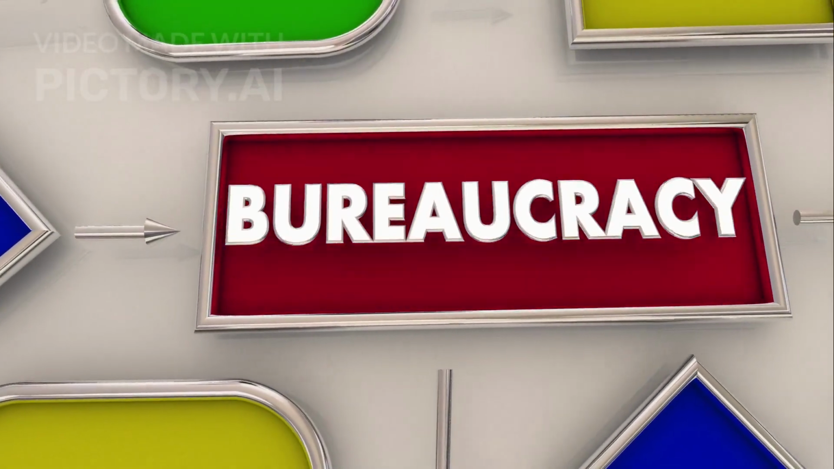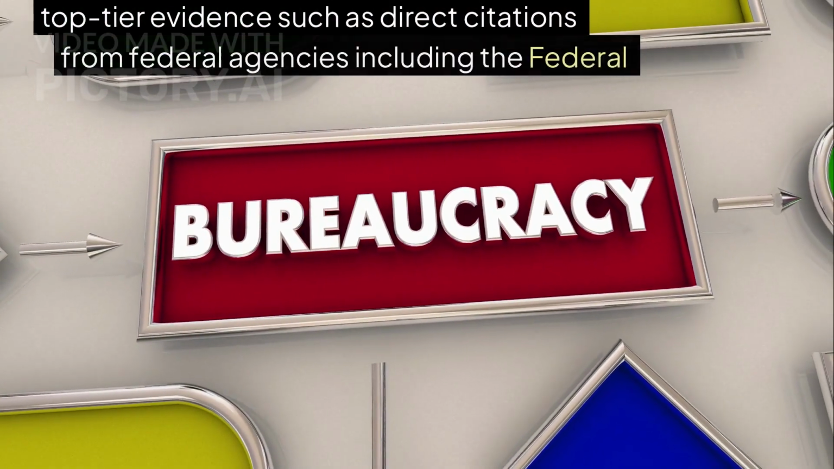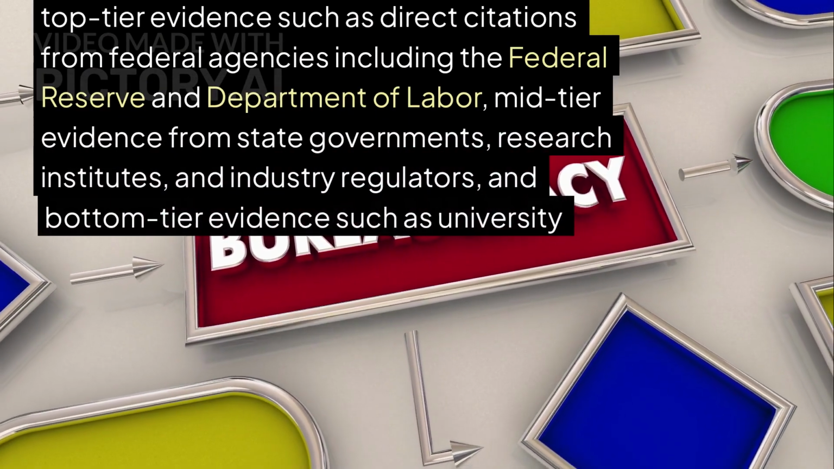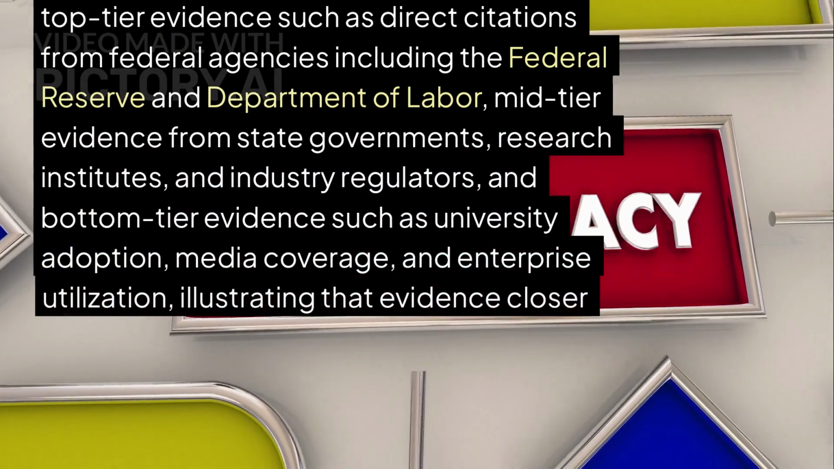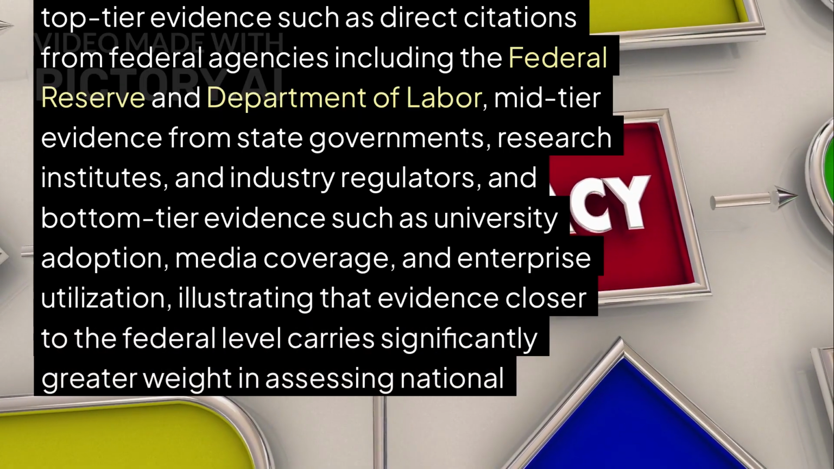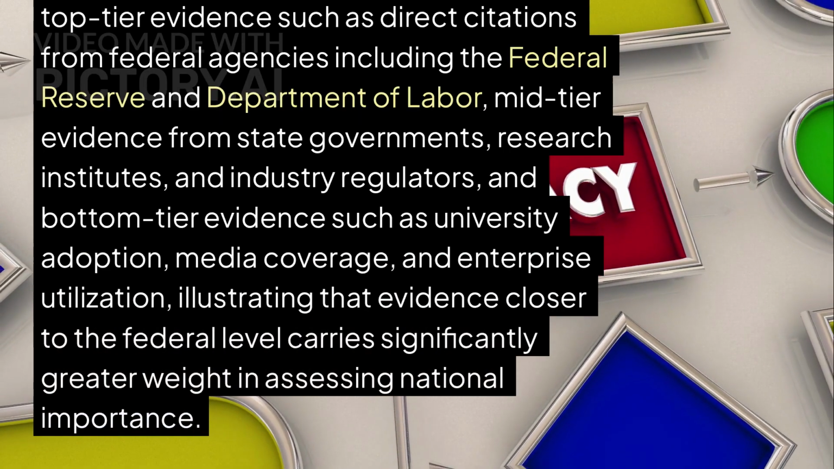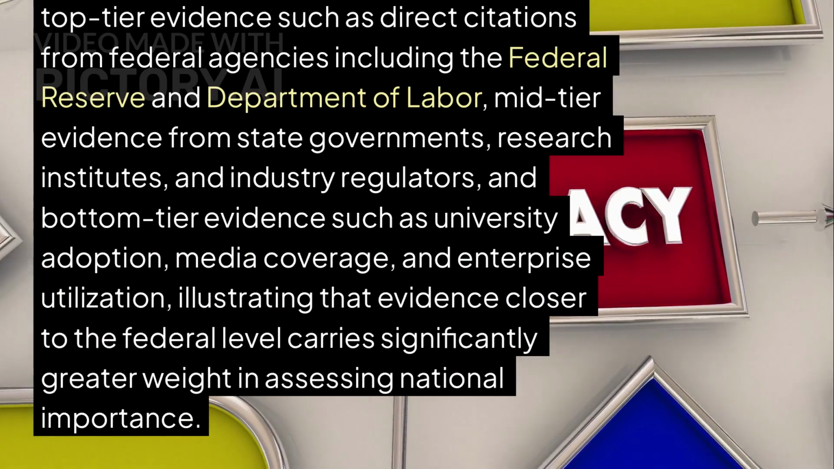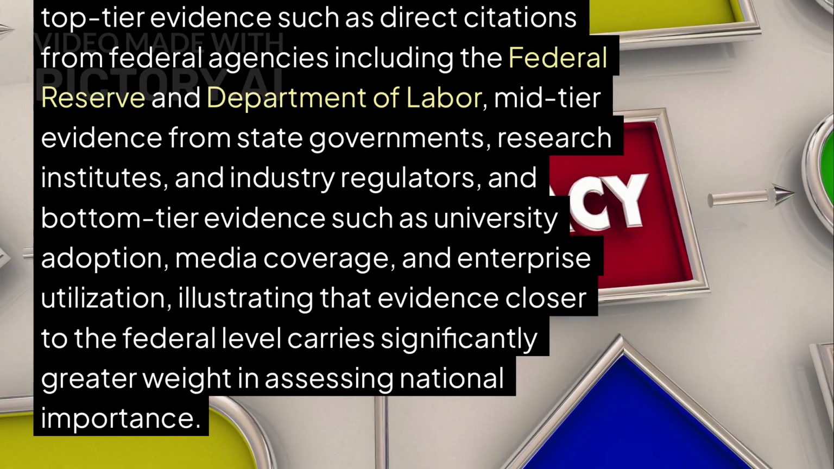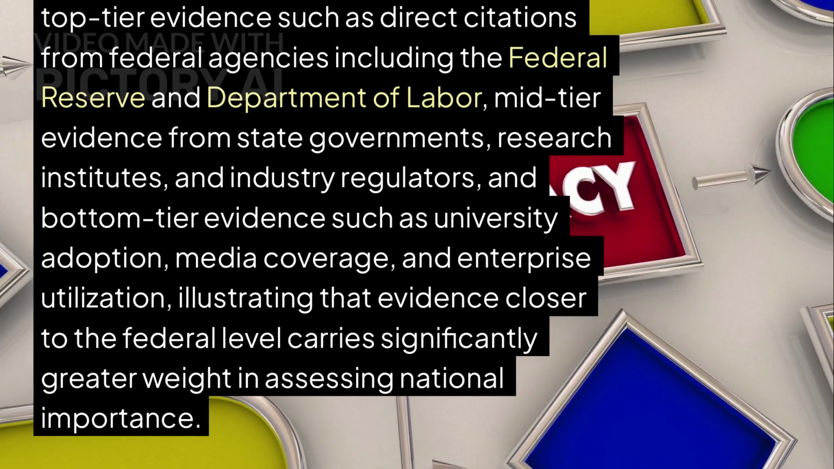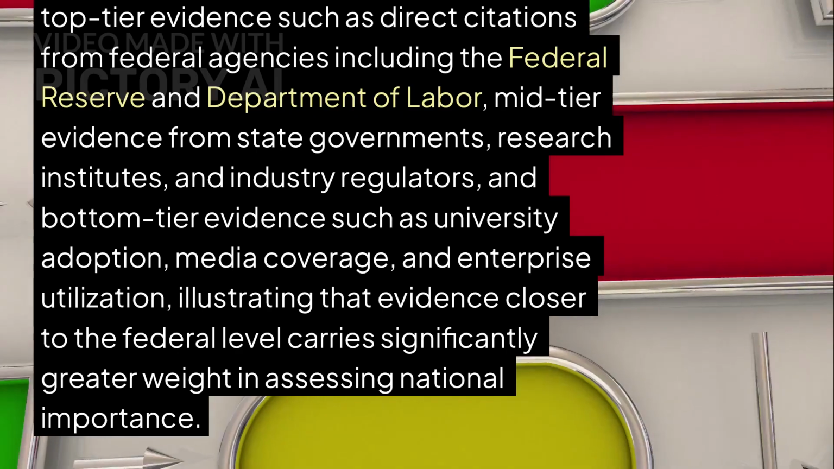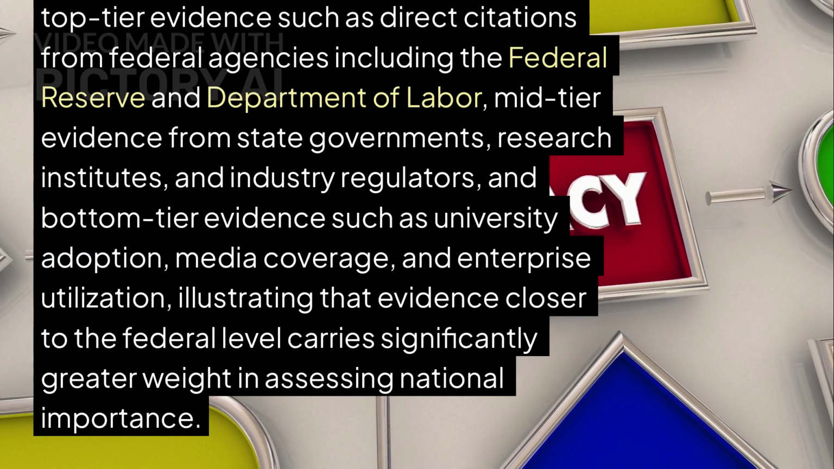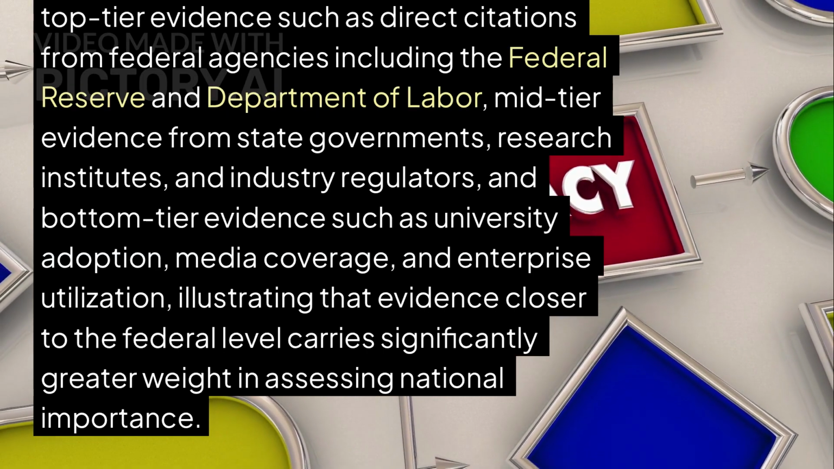Figure 2 presents the government evidence pyramid, a hierarchical visualization showing top-tier evidence such as direct citations from federal agencies including the Federal Reserve and Department of Labor, mid-tier evidence from state governments, research institutes, and industry regulators, and bottom-tier evidence such as university adoption, media coverage, and enterprise utilization, illustrating that evidence closer to the federal level carries significantly greater weight in assessing national importance.